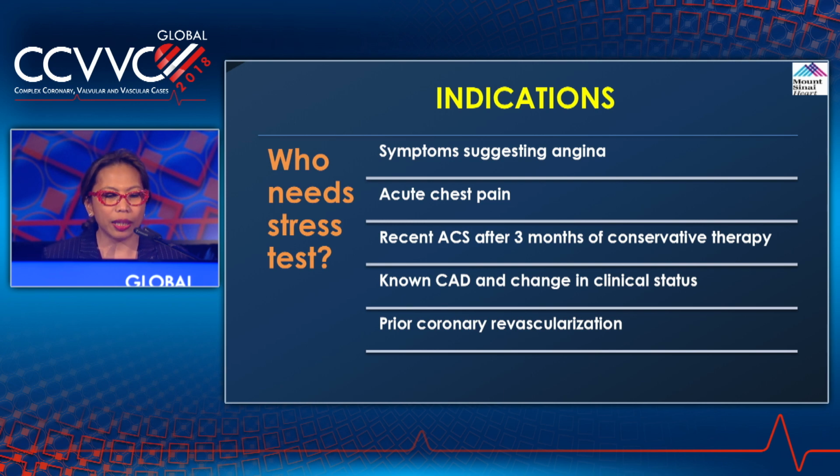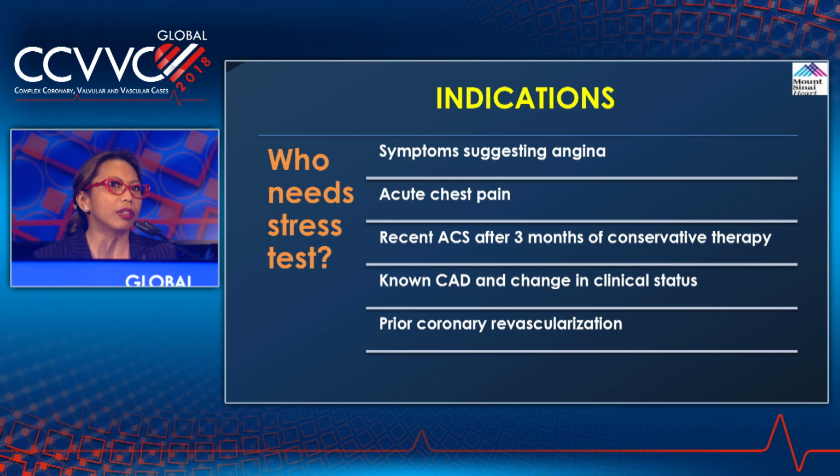Symptoms suggesting angina, acute chest pain, recent ACS after 3 months of conservative therapy and still refractory to your medications, and a patient with known CAD who has a sudden change in their clinical status. For example, in the history, you will ask them, have you had shortness of breath or chest pain for the past 3 months? Is it progressing? Is this something new to you? Also prior coronary revascularization, such as a previous PCI or a bypass.